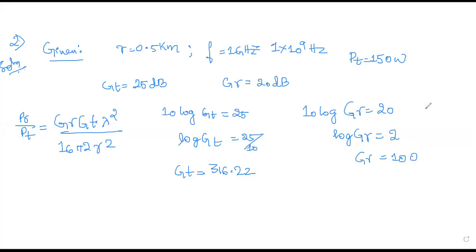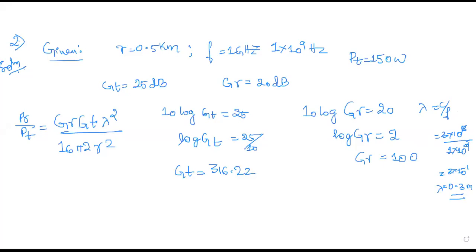Okay. Then find out the value of lambda. Lambda, you know, is C by F. It is 3 into 10 to the power 8 divided by the frequency, 1 into 10 to the power 9. So the 10 to the power 8 and 10 to the power 9 will get cancelled. You will have 3 into 10 to the power minus 1, which is nothing but 0.3 meter lambda.